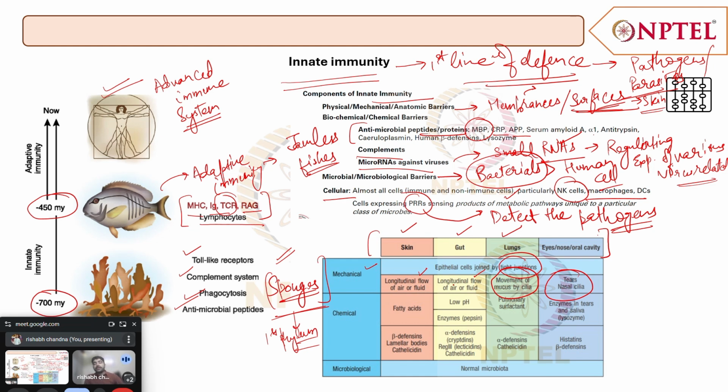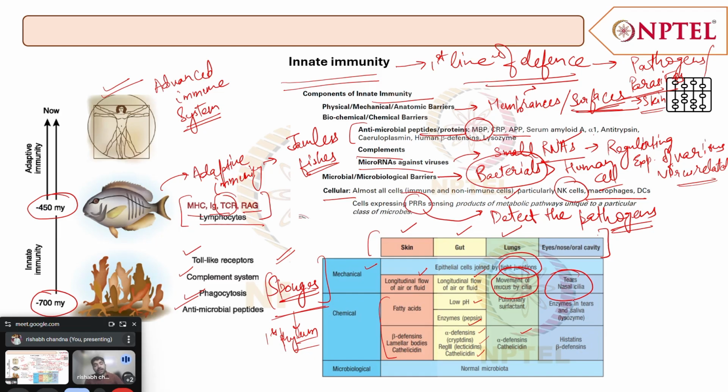For the chemicals, we have the fatty acids, the defensin, laminar body, and cathelicidin. For the gut, we have low pH enzymes like pepsin. Then we have certain peptides like alpha defensin, RegIII, and then cathelicidin. Same for the lungs, we have pulmonary surfactants, basically mucus, that helps in free flow and the trapping of particular pathogens and the dust particles. And the peptides include alpha defensin, cathelicidin.